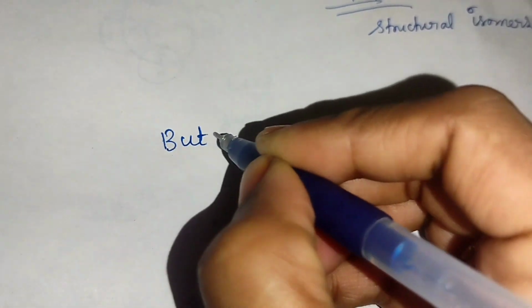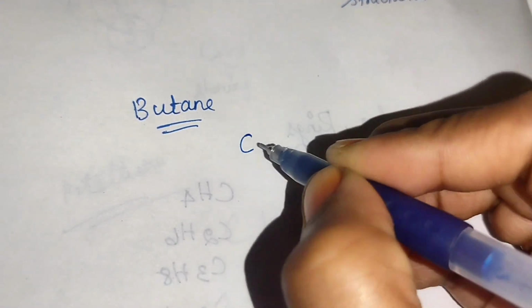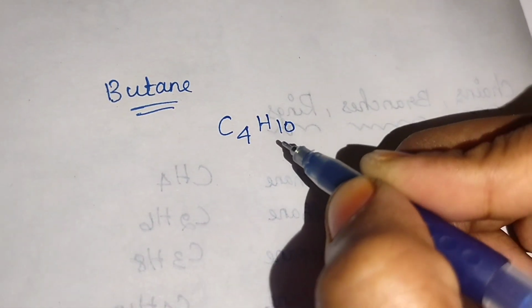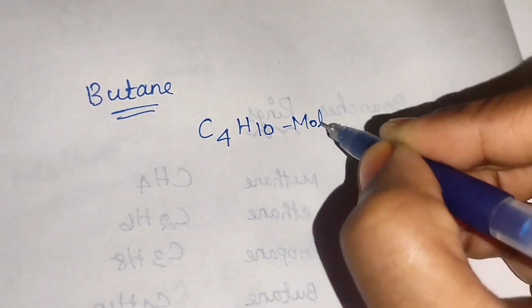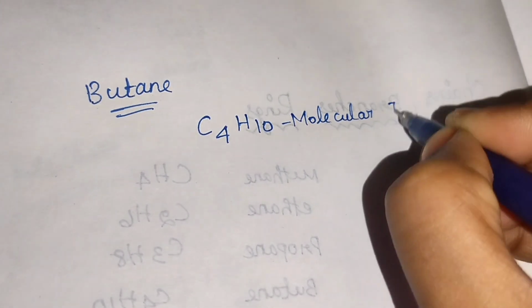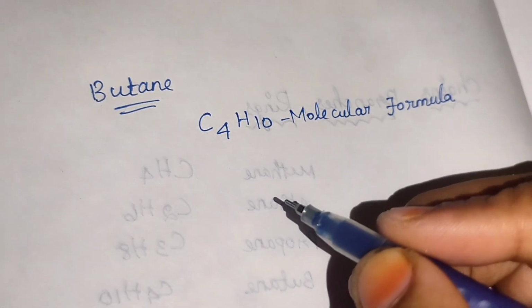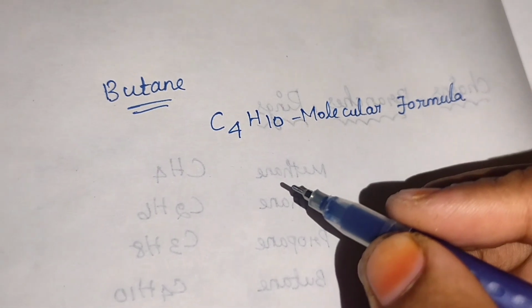Now there are two structures possible for one carbon compound. For example, I am taking butane here. Butane, what is the formula? But means what? How many carbon atoms will be there? 4 carbon atoms. C4H10. This is the general molecular formula for butane. And there are two possible carbon skeleton structures.